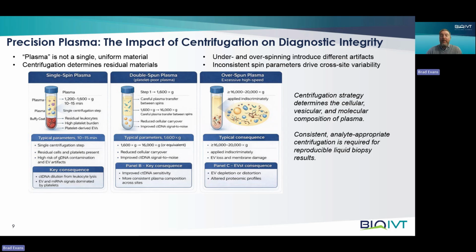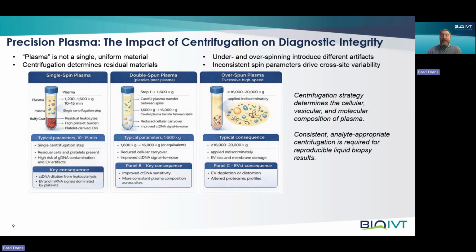On the right is overspun plasma. Very high speeds applied indiscriminately can actually damage vesicles and protein complexes. Instead of cleaning the sample, you start losing or distorting EVs and altering proteomic profiles. So more spinning is not always better. Different analytes have different tolerances to centrifugal force.